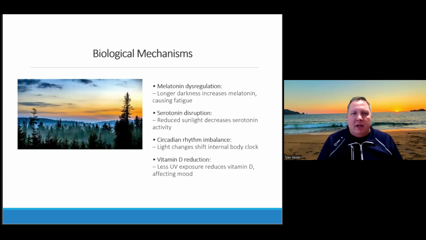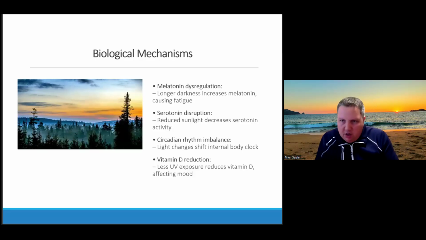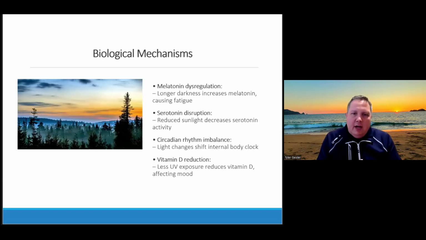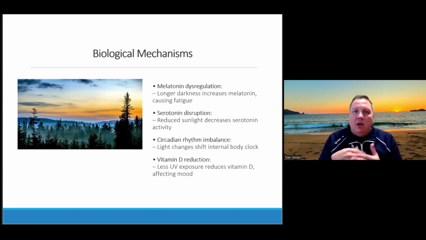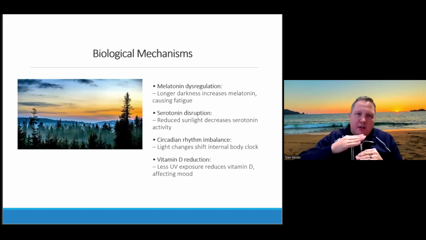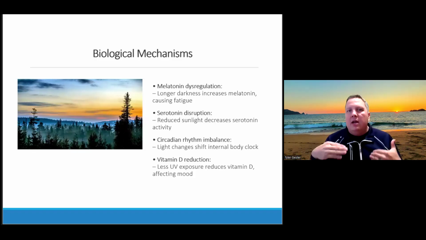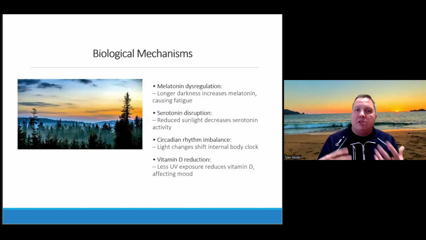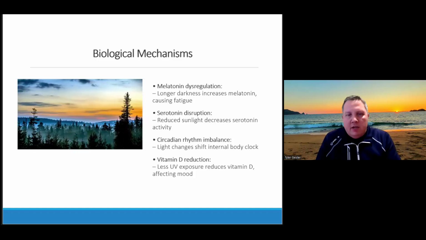So some of the biological mechanisms. What happens when it starts getting darker, when it starts getting colder, right? We stop going outside as much. Longer darkness increases melatonin, which causes fatigue, right? We all have melatonin in us. It's something that our body produces. Melatonin starts secreting throughout the day, and as our melatonin builds up in our body, it tells us, okay, it's time to sleep. Let's go to sleep, and then we go to sleep, right?